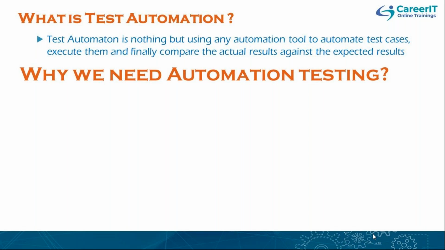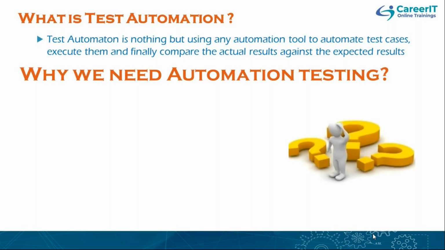Suppose we have manual testing already in place, and automation testing is doing almost the same thing. It is just comparing the results. Then if manual testing is already in place, why do I need to go for automation testing? Let's see. There are a lot of benefits which made automation testing more powerful and popular in our software testing industry. So first thing is, it saves a lot of time, guys.